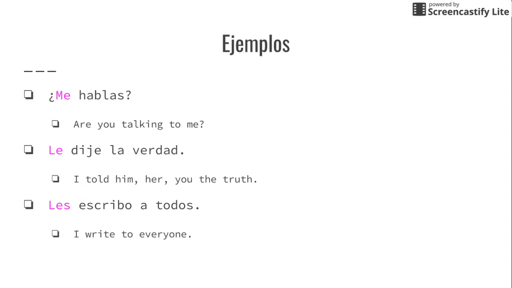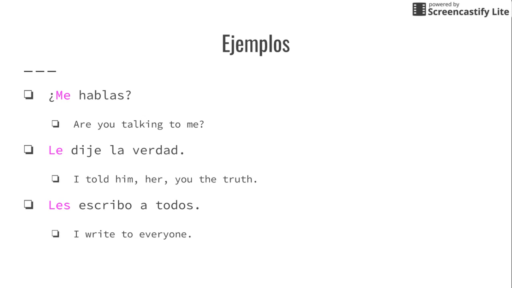Over here we have some examples. So, ¿me hablas? Are you talking to me? Le dije la verdad. I told him, her, you the truth, because we remember that le we can use for him, her, or you. Les escribo a todos. I write to everyone. And again, over here, we see that the indirect object pronouns go in front of the conjugated verb.